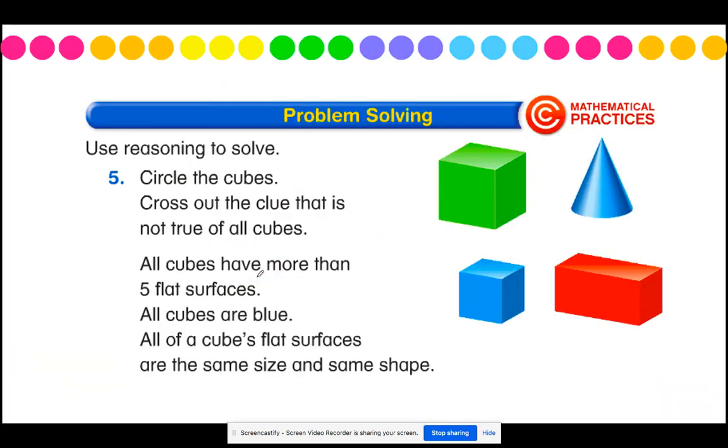Let's go on to the next one. It says to use reasoning to solve. So we need to think about the problems. Let's break it down. It says to circle the cubes.